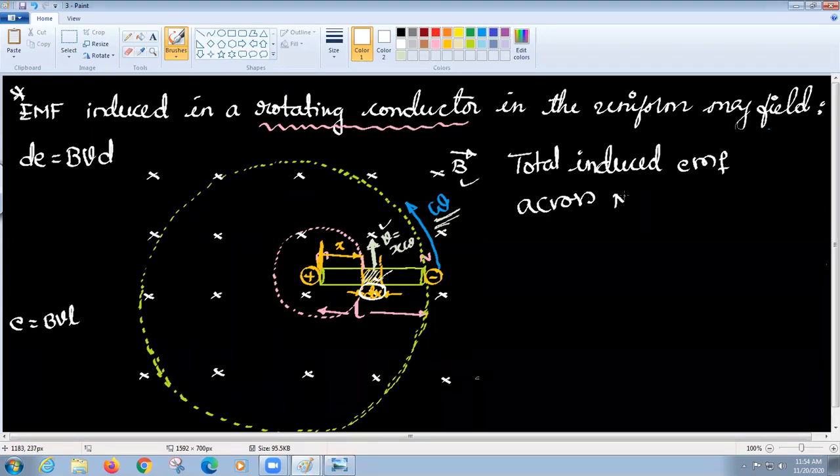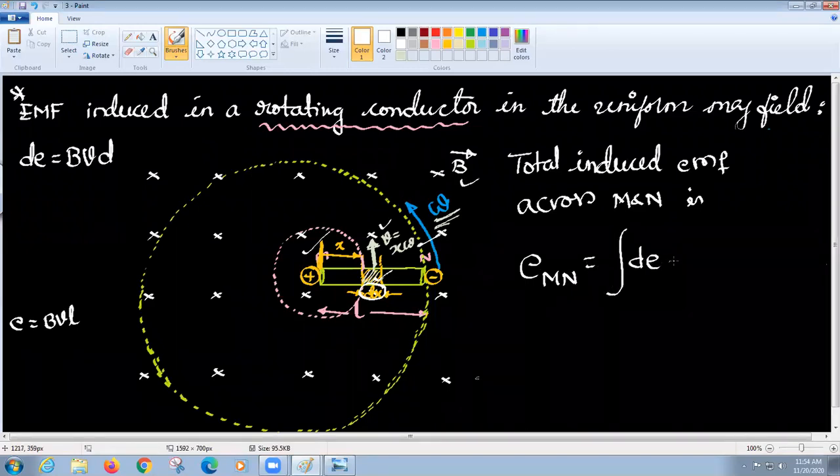across the length M to M. The ends you have are M and N. EMN is equal to integration of dE. So I have integration of dE is equal to B, this is dx, sorry. So I have B v dx.